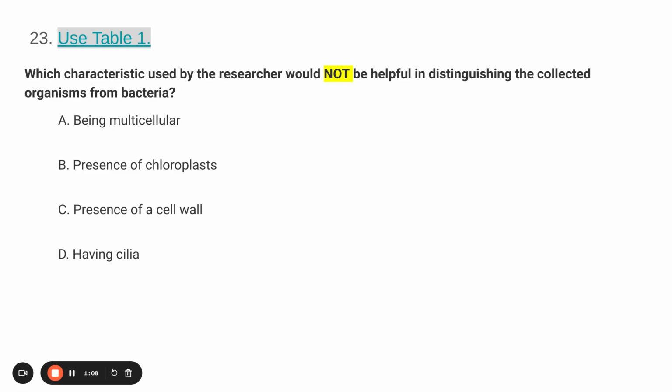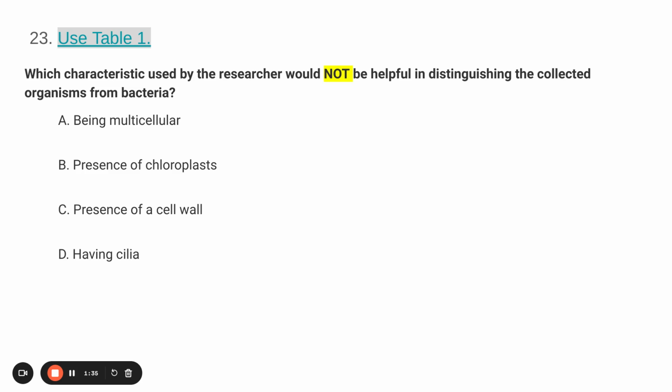So if we're trying to distinguish it from bacteria, if it's multicellular, that would be helpful because bacteria are unicellular. So A's out. The presence of chloroplasts? Well, bacteria don't have chloroplasts, so that would be helpful. So B's out. The presence of a cell wall? Well, bacteria have a cell wall, so that won't be helpful.